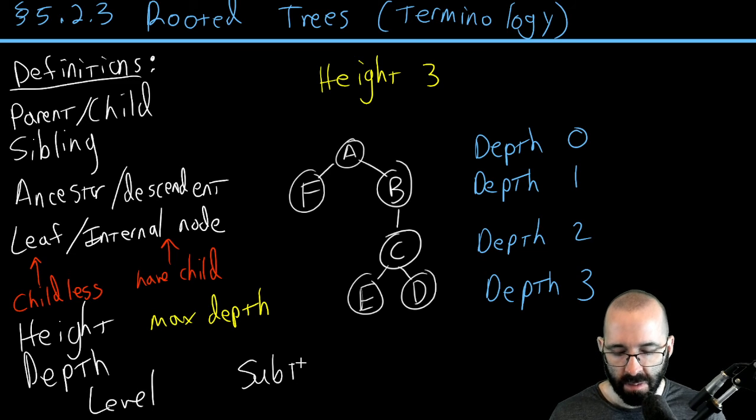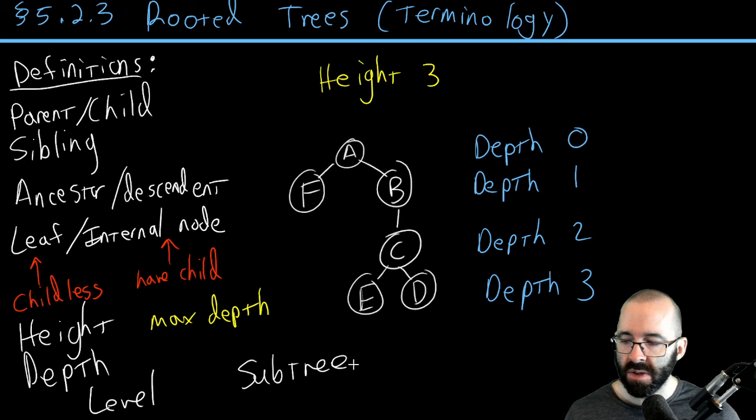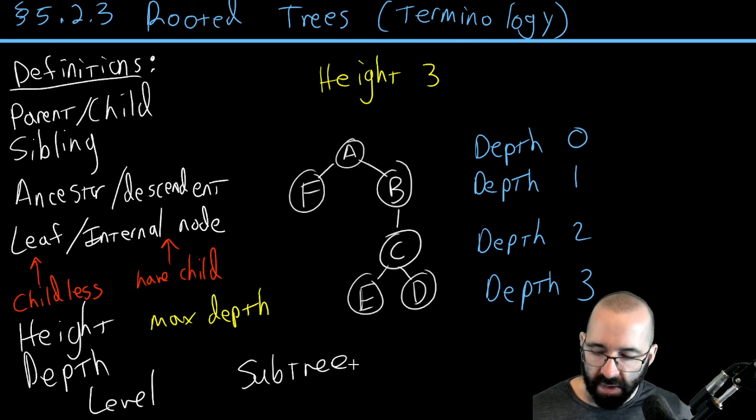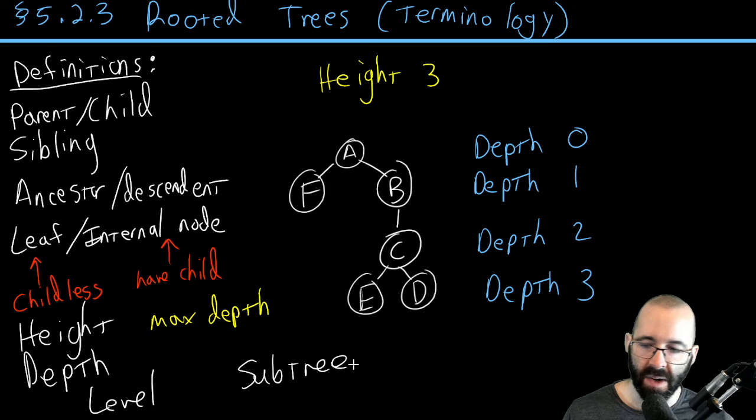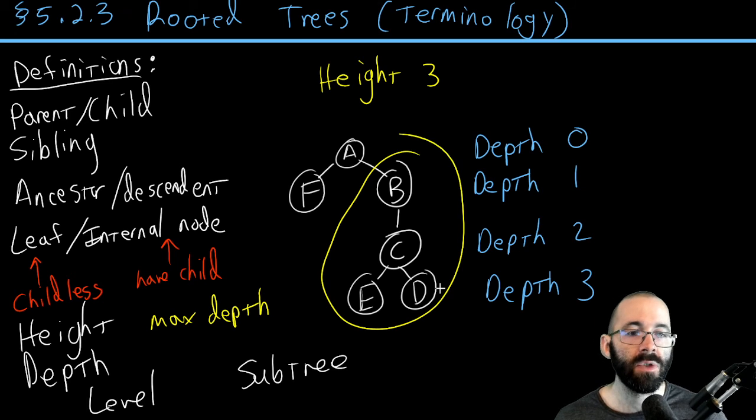And the last thing to talk about here is subtree. This is maybe the most important definition here, because subtrees are used a lot in our traversal algorithms that we're going to get into after this. And basically, a subtree is just, well, let's look at a portion of this tree. And look, hey, this portion of this tree is a subtree. It is also a tree. A subtree is just a subset of the nodes that also forms a tree.